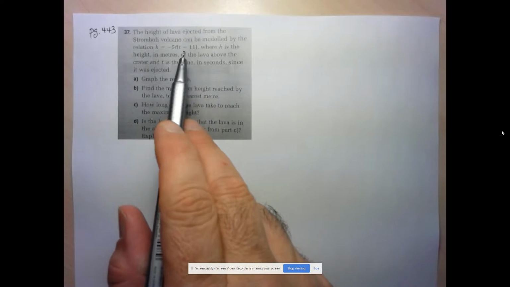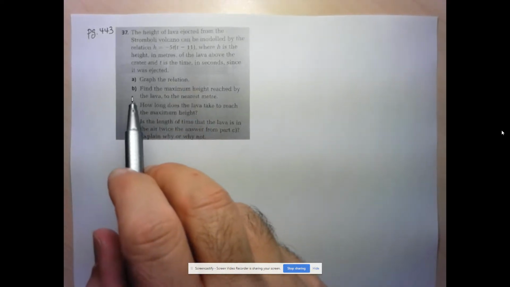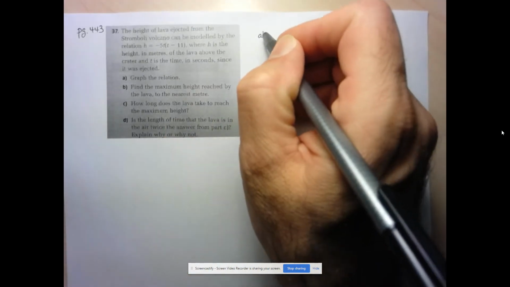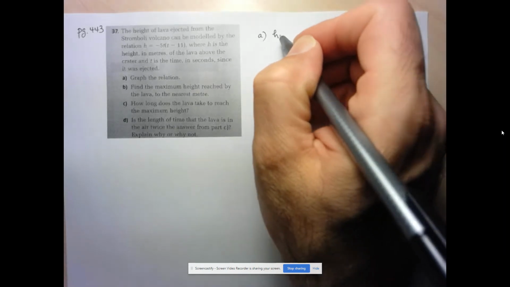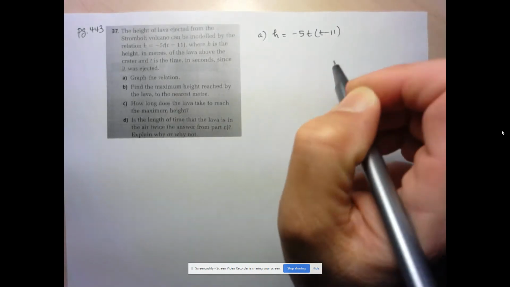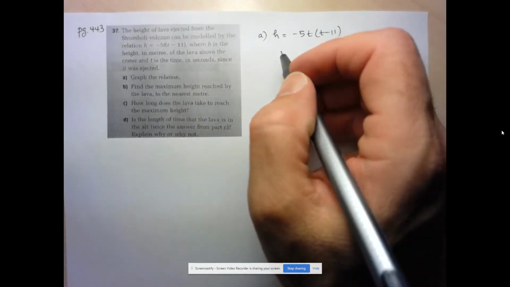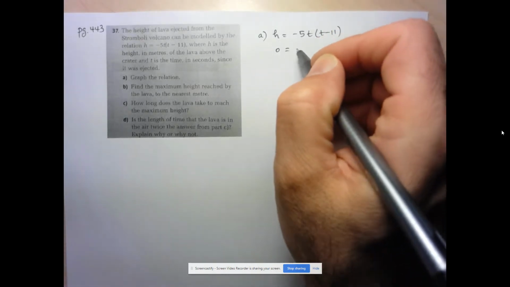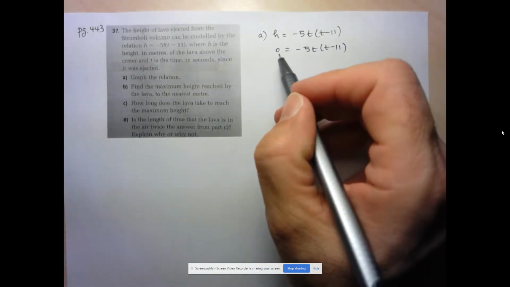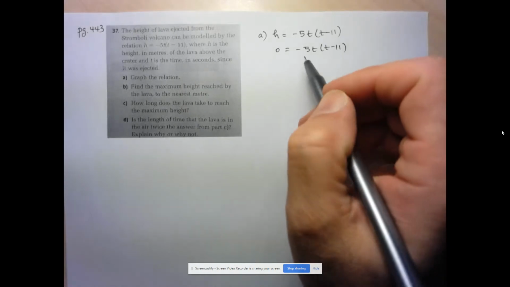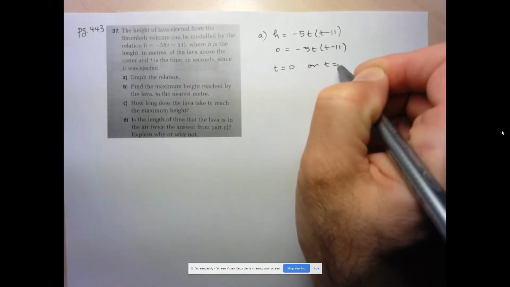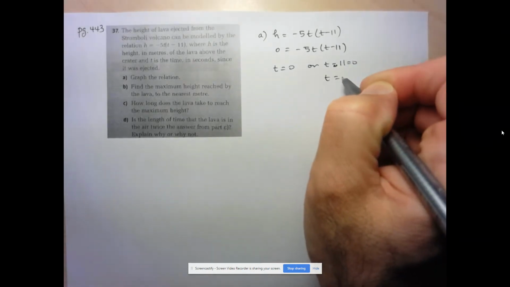So we take a look at this here, and I see that it's in factored form. Factored form allows me to find the x-intercepts very easily. So I'm going to be very explicit here. h is equal to negative 5 t times t minus 11. Normally I wouldn't necessarily show this, but just as a reminder, if I replace h by 0, remember how this works. The idea is that I've got three things that multiply to 0, so one of them needs to be equal to 0. Obviously negative 5 can't be equal to 0, so either t is 0 or t minus 11 is equal to 0, or t is equal to 11.